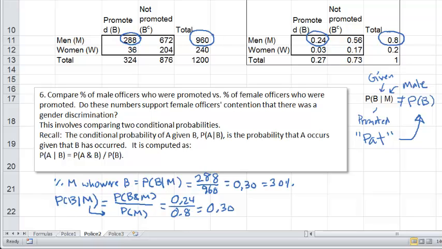I got these numbers and then divided them by 1200. So it was like this: 0.24 was 288 divided by 1200, and 0.8 was 960 divided by the same number, 1200. If you were to simplify this, I would cancel out 1200, and then I'm left with 288 over 960. So the lesson is, I could just use the corresponding counts instead of using the probabilities, and it'll come to the same result. Okay.